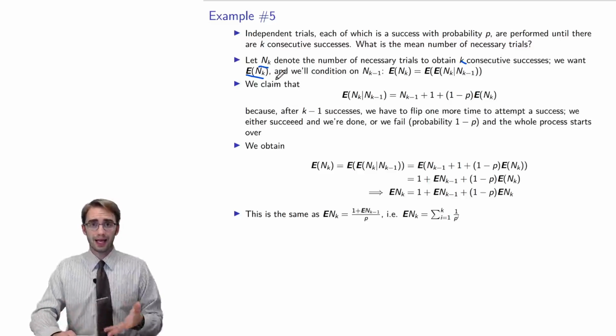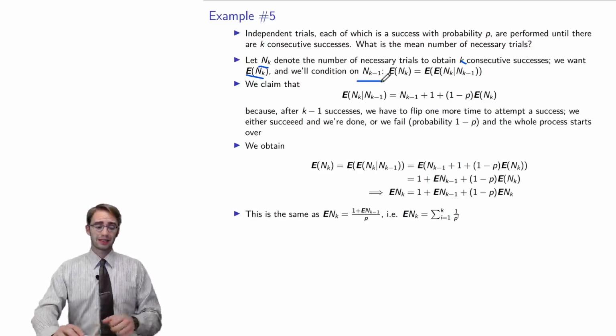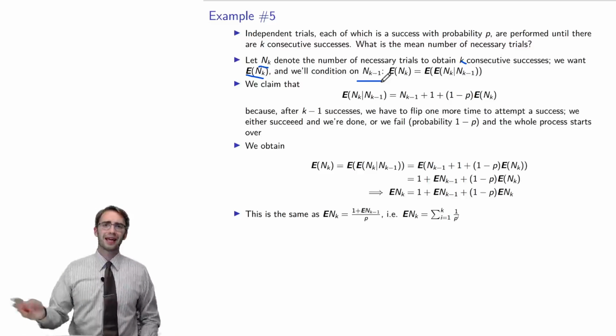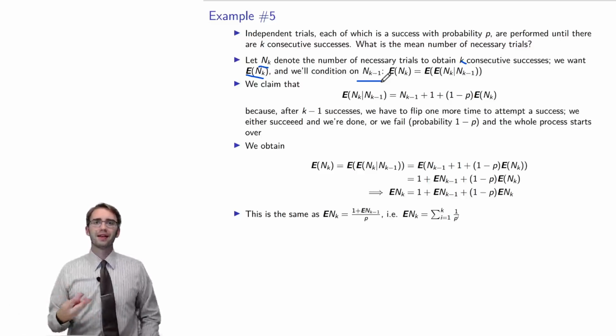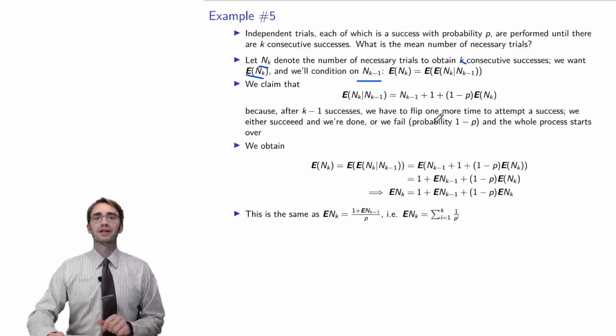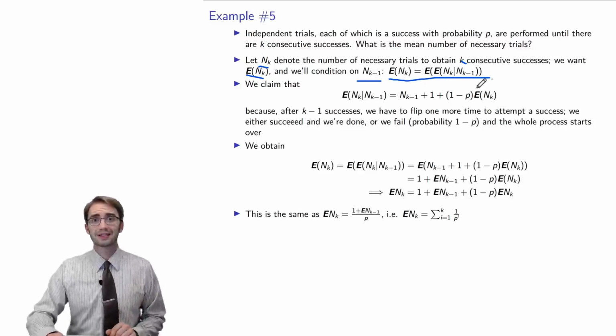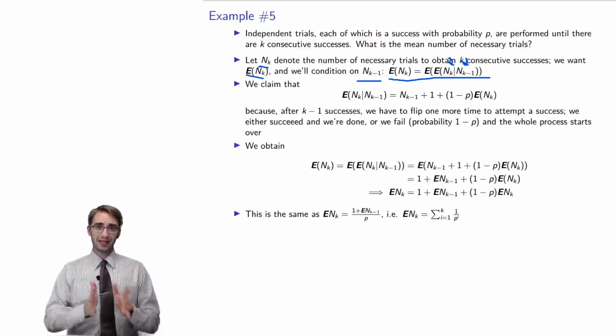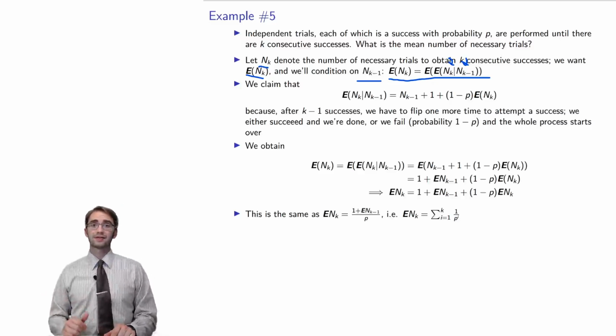So we're going to look at N_K, which is the number of rolls until we get our K consecutive successes, and we're going to condition on N_(K-1). We're going to talk about the number of attempts for K consecutive successes in terms of the number of attempts that you need for K minus 1 successes. The formula I've written here is the expected value of N_K. Again, this is just the law of iterated expectations. The expected value of N_K is just the expectation of the expected value of N_K given N_(K-1). So we're going to talk about the number of rolls for K consecutive successes in terms of the number of rolls it took to get K minus 1 consecutive successes.